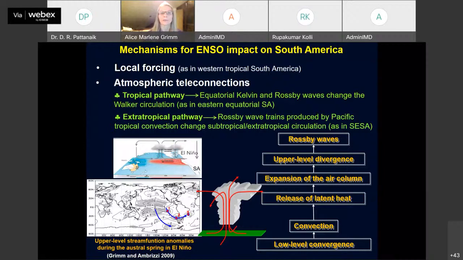The mechanisms for ENSO impact on South America are local forcing, as in Western tropical South America, and atmospheric teleconnections, which actually are the main mechanism of the influence of ENSO on South America. These teleconnections can follow a tropical pathway, through equatorial Kelvin and Rossby waves, which change the Walker circulation as in eastern equatorial South America, and an extratropical pathway through Rossby wave trains, which are produced by Pacific tropical convection, and this extratropical teleconnection changes circulation and precipitation here in subtropical South America.